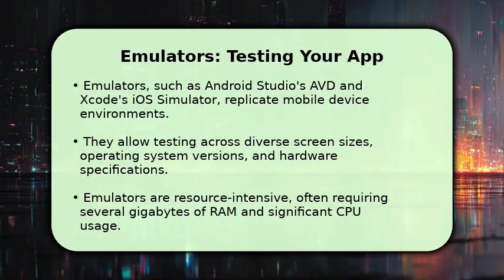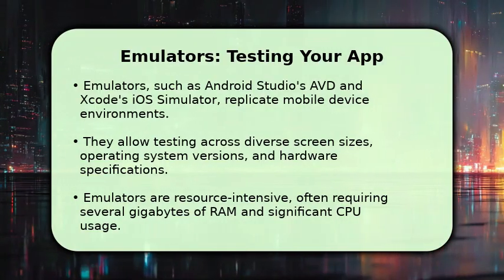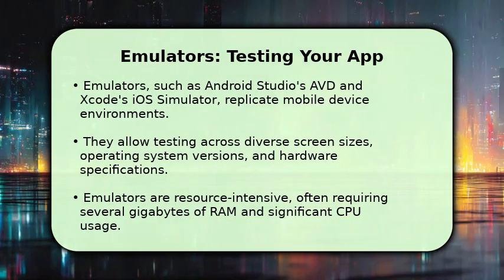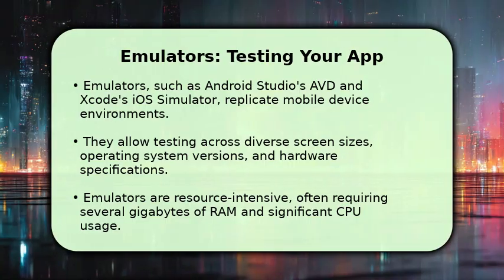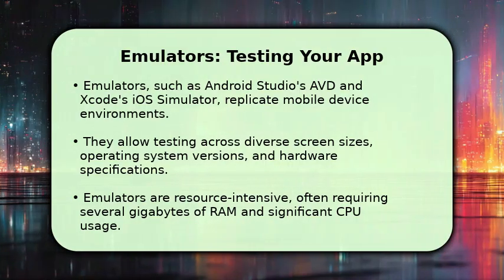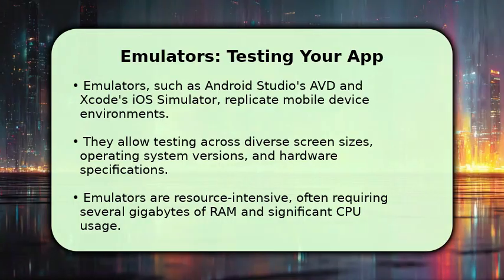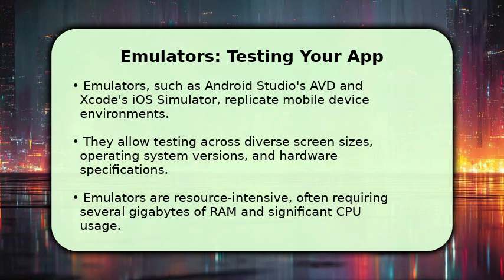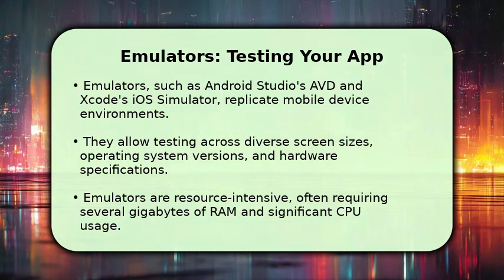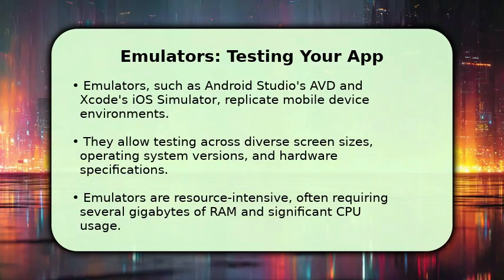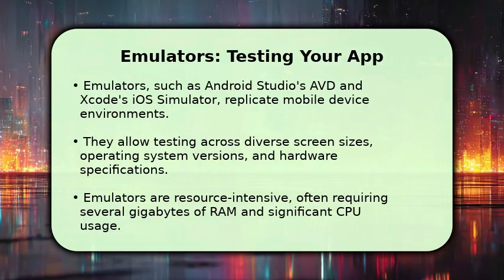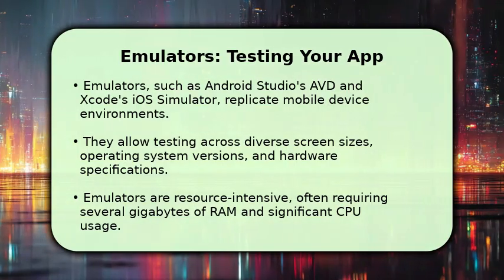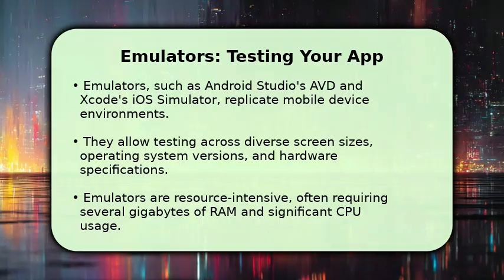Emulators are virtual devices that mimic real smartphones, allowing you to test your React Native applications without needing a physical device. Tools like Android Studio's AVD and Xcode's iOS simulator are indispensable for checking how your app performs on different screen sizes and operating system versions. While incredibly useful, they can be quite demanding on your computer's resources, often consuming several gigabytes of memory. They are perfect for initial development and debugging, offering features like simulating slow network conditions or specific GPS locations.